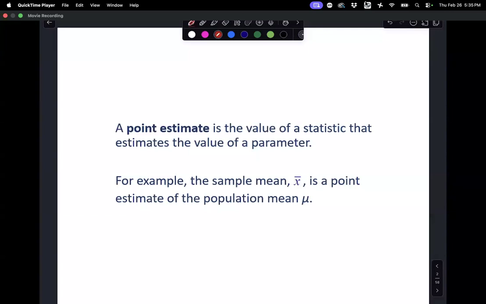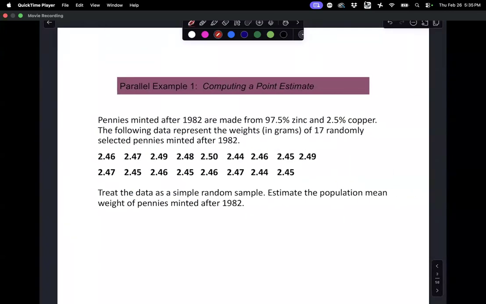All right. So here is a whole bunch of pennies. I think we did pennies previously. So these pennies are minted after 1982. They're made from 97.5% zinc and 2.5% copper. This data represents the weight in grams of 17 randomly selected pennies. So this is a simple random sample. This is all the weights.